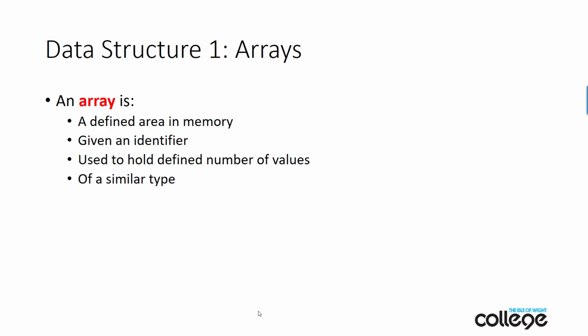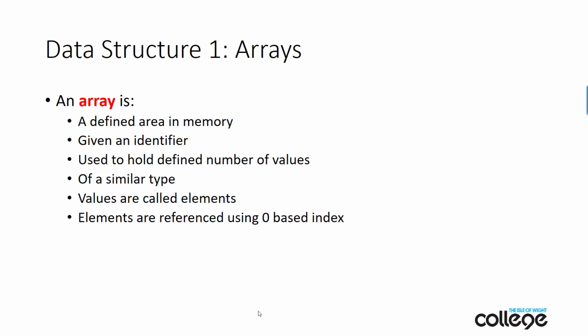So we can declare an array of a certain type. The values are called elements, and they're referenced using an index which is 0-based. We've been through all that before, so I'm going to give you an example. Let's look at the use of an array, how it's actually used in C# using Visual Studio. It's very straightforward, I think, in most cases.